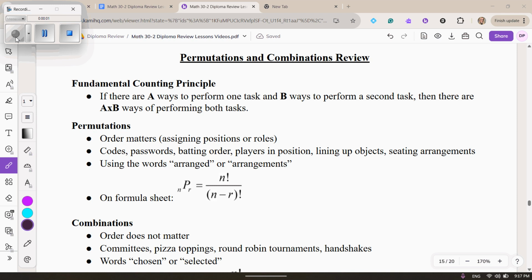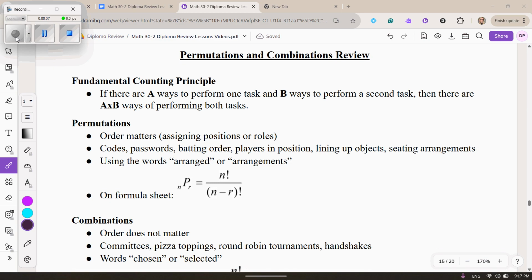This is the Math 30-2 Permutations and Combinations. We are on page 15 of your review notes. So let's start with the fundamental counting principle, and then we'll move our way into permutations and combinations.